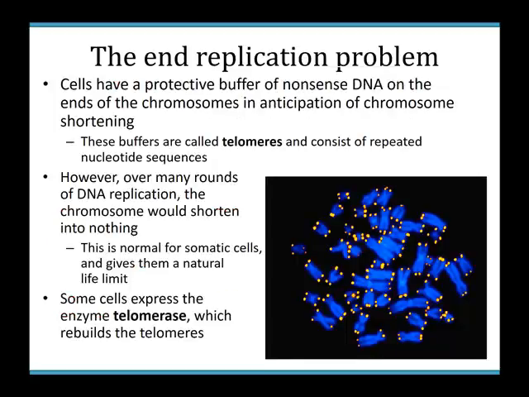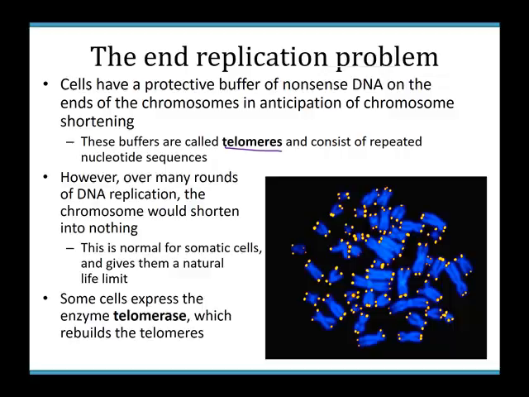So what that means then is that we have to have a way to regrow those ends, don't we? Okay, or we have to have a way to protect ourselves. Most of our cells have sort of a protective buffer you can think of, just nonsense DNA on the ends. And that nonsense DNA doesn't really code for anything. Its whole purpose is to be eaten away through many rounds of replication. These nonsense DNA buffers are called telomeres. And they're just a repeated nucleotide sequence repeated over and over and over again hundreds of times.